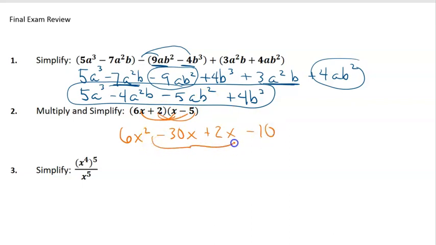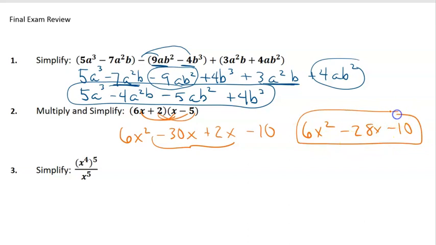Be sure to combine like terms before you wrap that one up. So if I come to the right, that's 6x squared. Negative 30x plus 2x is negative 28x minus 10. You don't do anything else with that. This is not equal to anything. You're not solving anything. You're just simply multiplying these two binomials together.